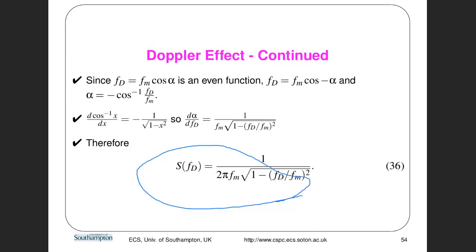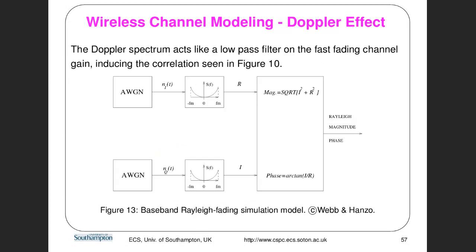Just consider this as a filter, because outside the range that's defined by maximum Doppler frequency, there's no power. Within the range, there's power. So why do we consider it as a filter? This is normally how we generate fading. So the real part and imaginary part of the fast fading, AI and AQ, sorry, AQ. This is a real part, this is an imaginary part.